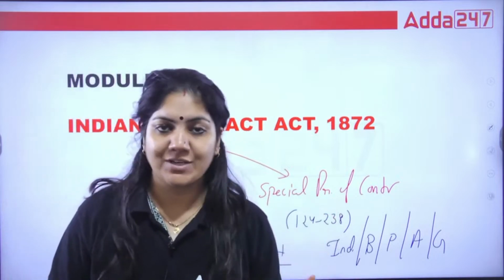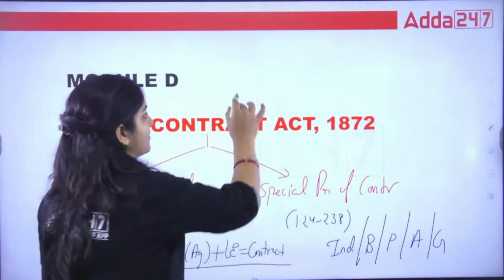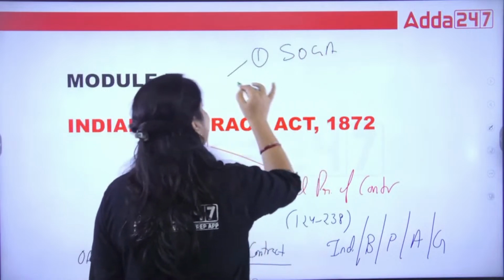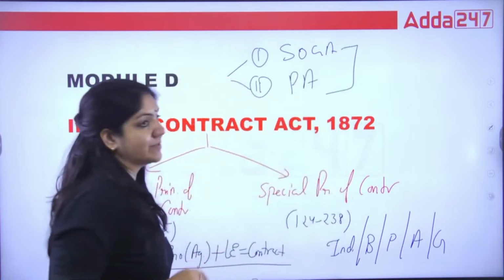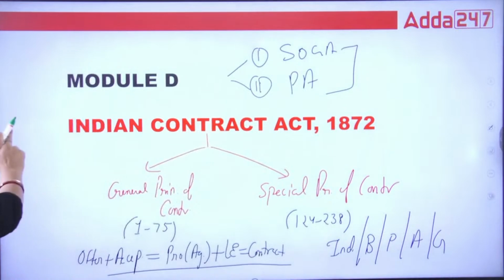So these are the 5 concepts given under section 124 to 238, but we do not have to study the sections. Okay, now, from Indian contract, 2 acts have been removed, and that is your SOGA Act, Sale of Goods Act, and the second is your Partnership Act. These 2 acts have been removed. So this is very important. Okay, now let's start with the session. Number 1 session.